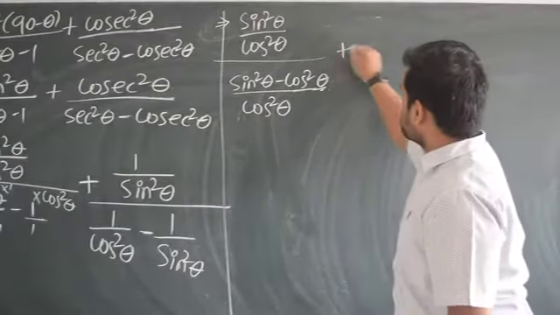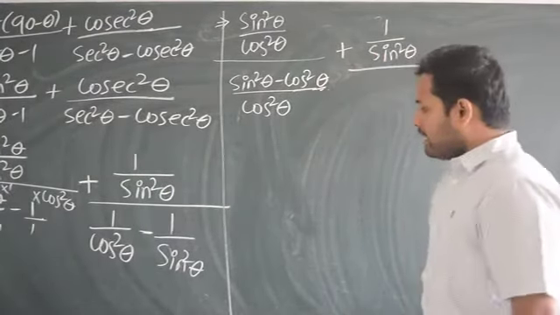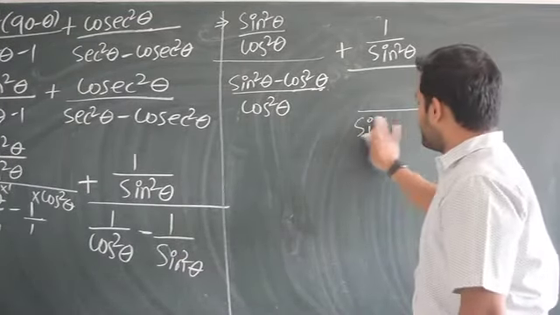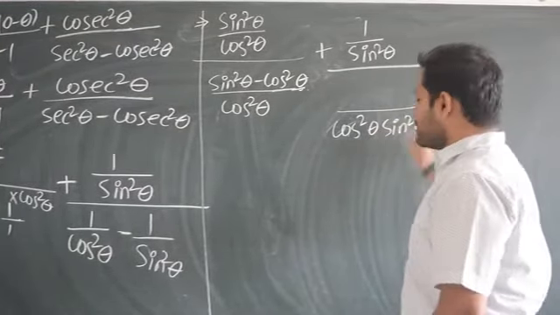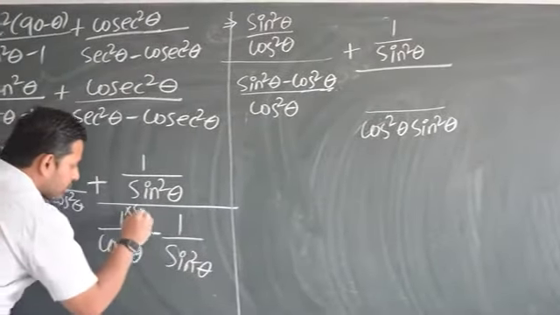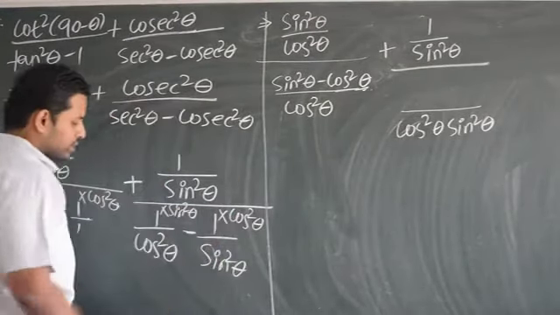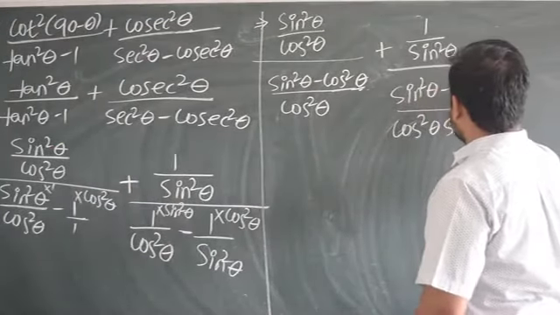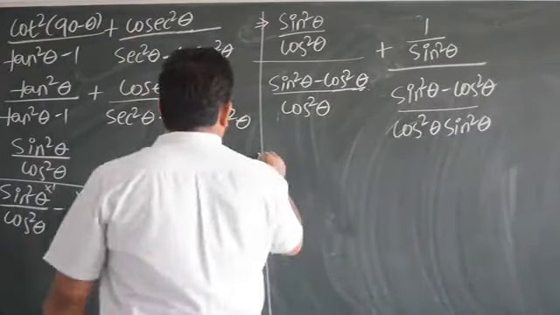Then plus 1 over sin square theta. Anyhow it is there. All divided by. Now here cos square theta is there, sin square theta is there. So LCM becomes cos square theta into sin square theta. There are two different quantities, no? So that's why it becomes cos square theta into sin square theta. Now what am I supposed to multiply here? I am supposed to multiply sin square theta. Here what am I supposed to multiply? I am supposed to multiply cos square theta. Okay, so it becomes sin square theta minus cos square theta. Fine.